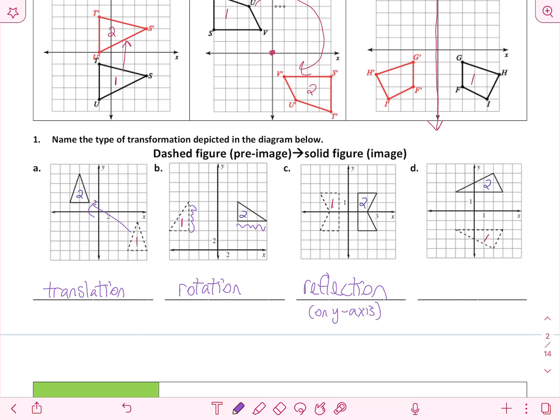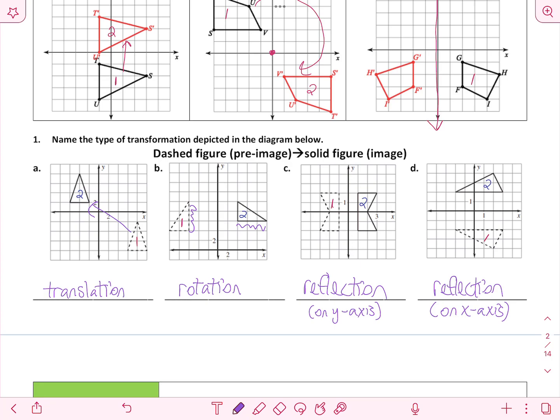Now, if we look at D, going from the dashed figure 1 to the solid figure 2, we have another reflection, right? Because those flat longest sides are facing each other, and the tip that's facing downward on shape 1 is on the top for shape 2. This is again a reflection, but this time it's on the x-axis. We will get into this more when we look at reflection specifically, but starting out, being able to identify those things is helpful.